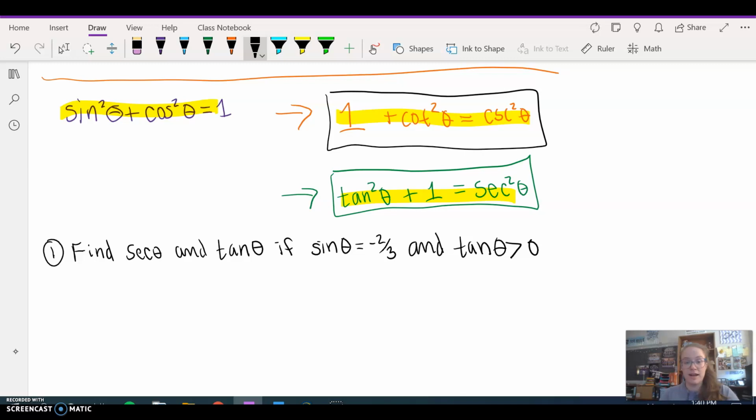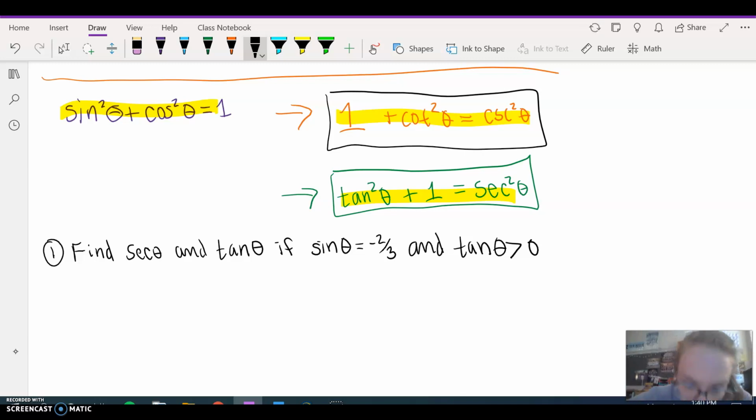I'm not going to use tangent and secant, but I don't know tangent and secant, so I wouldn't have anything to plug in to the tangent and secant identity. So I need to use the sine squared plus cosine squared because I know sine and I can plug it in so that I can find cosine. And then cosine can help me find secant and it can help me find tangent.